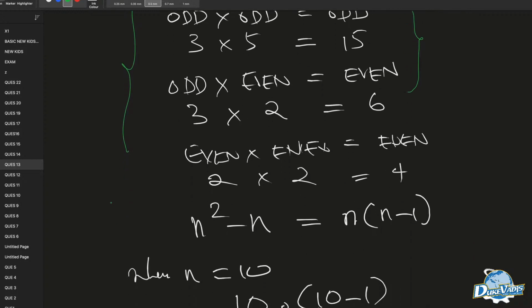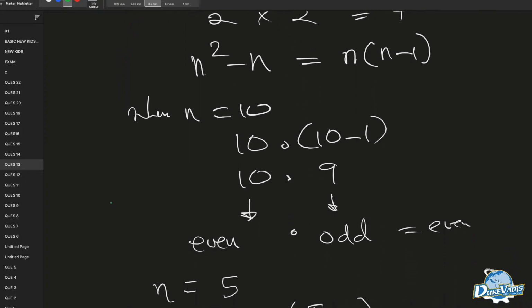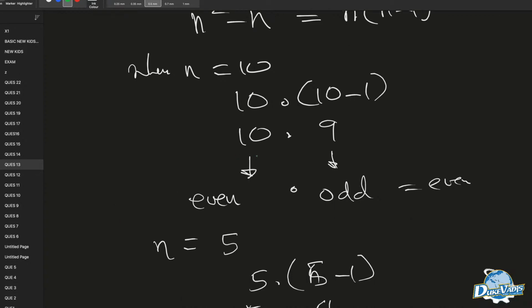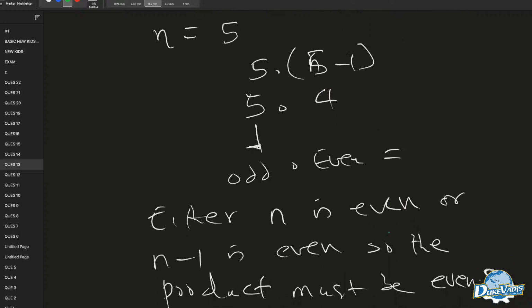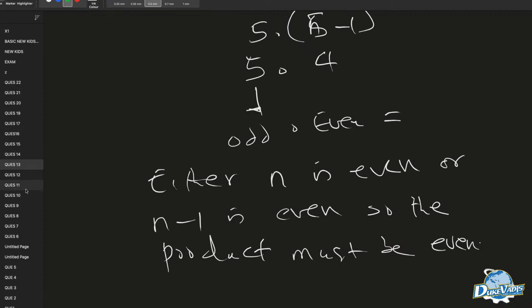So if you follow the steps, substituting values randomly from your memory, knowing that 10 is an even number, when you multiply 10 by 9, 9 times 10 gives us 90. You see, that will be even. 5 times 4, you know what it's going to be. So always even. That's what we say: either n is even or n minus 1 is even, so the product must be even. That proves the question.